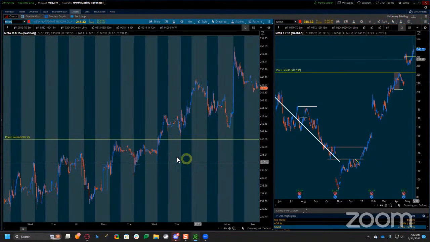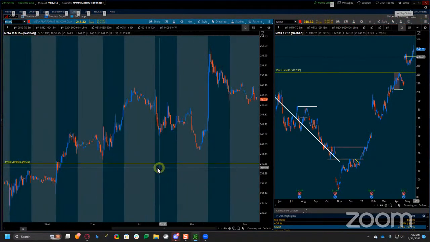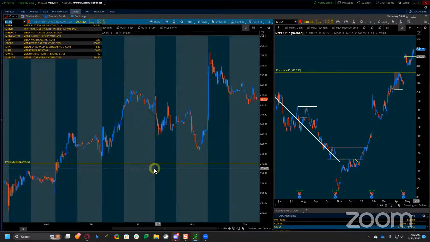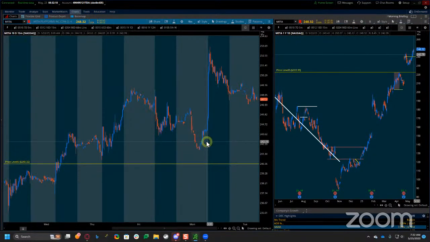Meta did good, even though they took that fine, right? That 1 billion plus fine from the EU. Apparently, it's not the first time they've had this situation or even something similar to it. And investors didn't care, I guess.